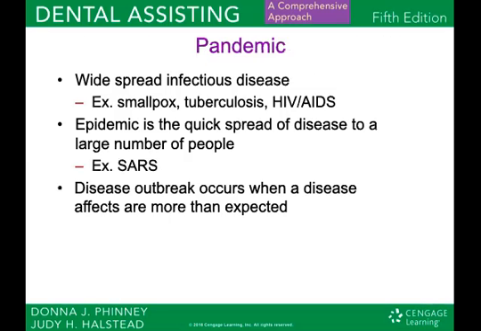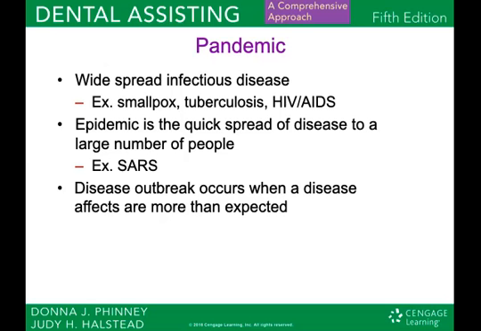A pandemic, we all know what that is, don't we? A pandemic is a widespread infectious disease. And when I say widespread, I mean worldwide. Some examples of pandemics that have happened in the past are smallpox, tuberculosis, HIV and AIDS in the 80s. And then, of course, we all know COVID-19 is another pandemic.